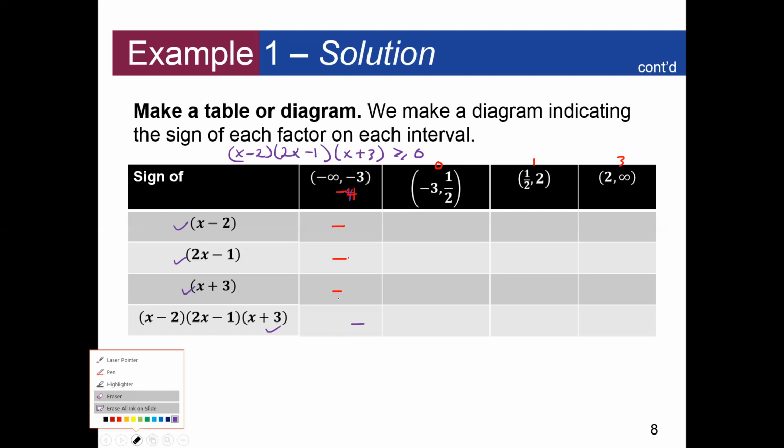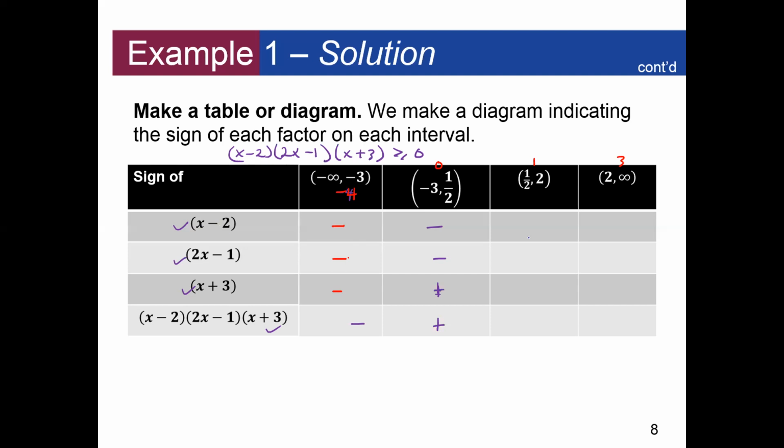All right, then we go to the second interval. If it's 0, 0 minus 2 is negative. Then 2 times 0 is 0, minus 1 is also negative. And then 0 plus 3 is what? Is positive. Okay, negative times negative is positive, times positive is what? Is positive. Okay, then we go to the third interval, pick 1.